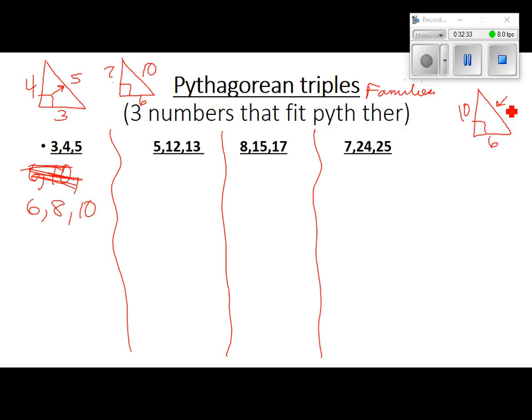Give me another one that fits into this. 9, 12, 15. What did Ian do to each of those numbers up here? Times it by 3. Give me something else that fits into that. 30, 40, 50. Give me another one.